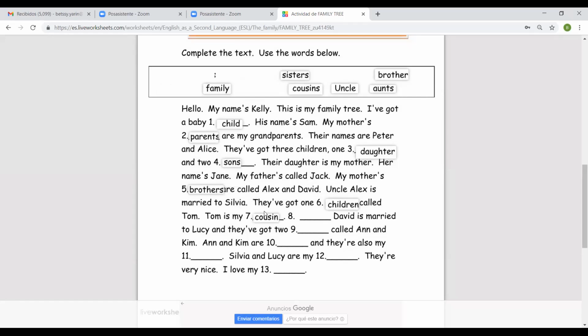Okay, and what about in this? Uncle David is married to Lucy and they've got 2 children, called Anne and Kim.